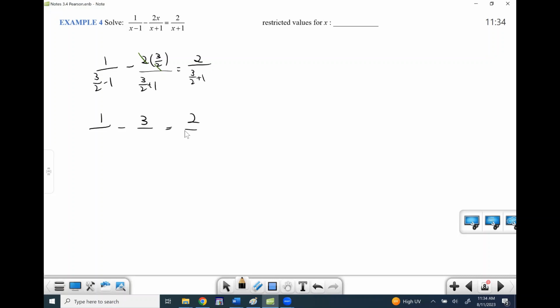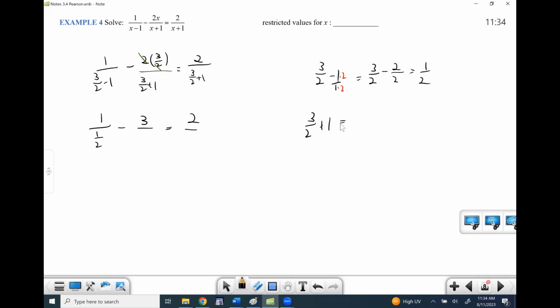Okay. All right, so now I'm going to clean up those denominators. 3 over 2 minus 1 versus 3 over 2 plus 1. So you're always going to put a 1 underneath, and then you're going to multiply to get common denominators. So this is going to be 3 over 2 minus 2 over 2. So this is going to become 1 over 2.